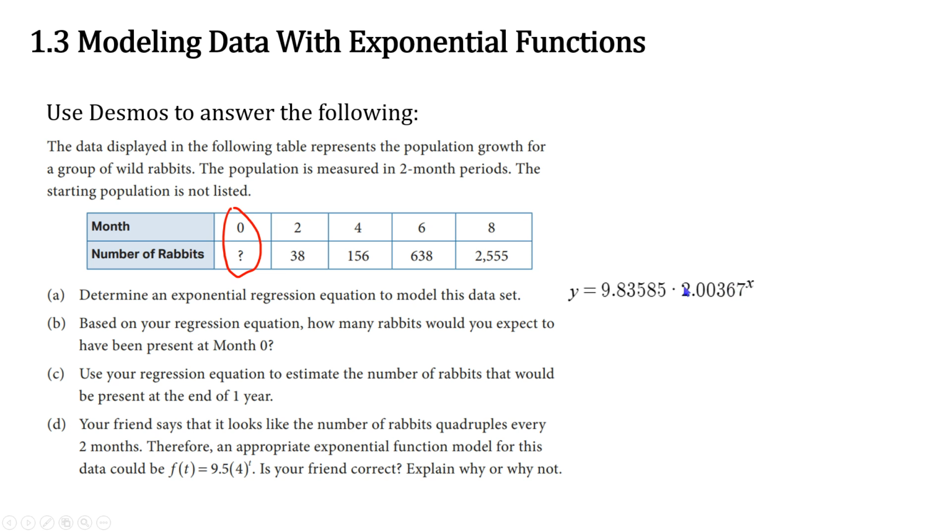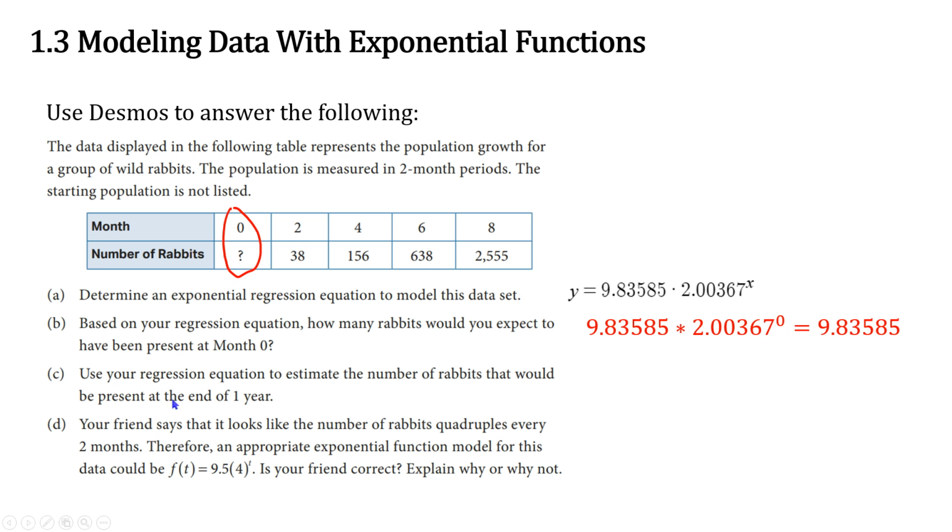Well, anything to the 0 power is 1. So you're just talking 9.83585 to the first power. Yes, we have 9.83, I'm sorry, these should be 8 threes. I have an extra 3 in there, I apologize. We have 9.8 rabbits. Yes, we're estimating, so we have around 10 rabbits to start with. This was before anything started.